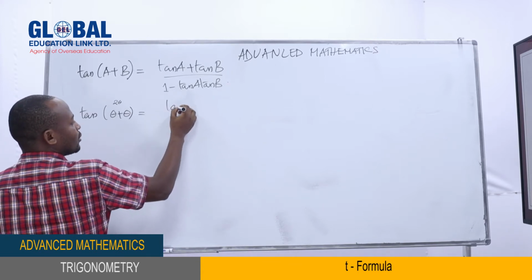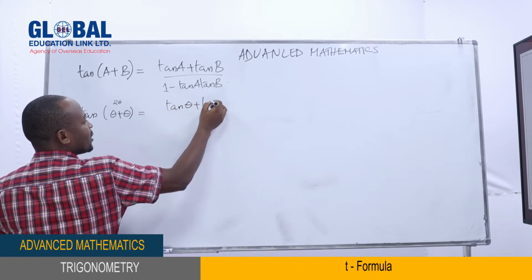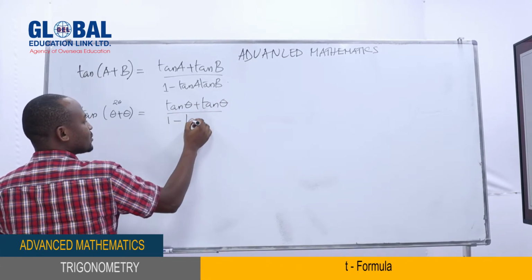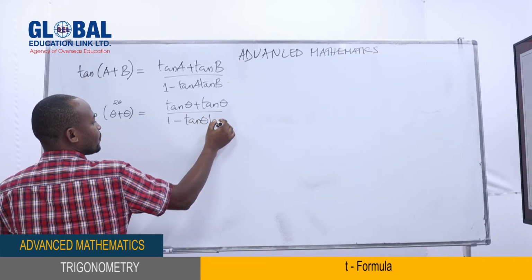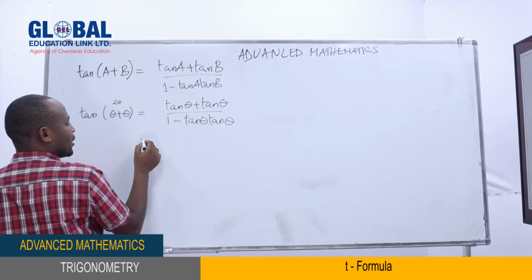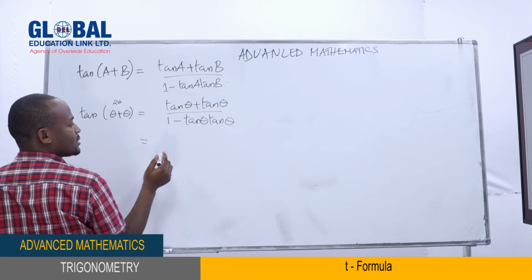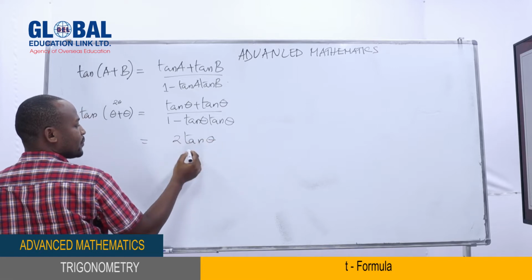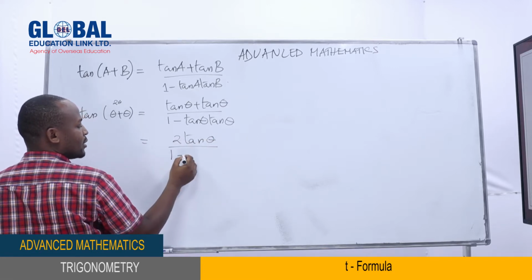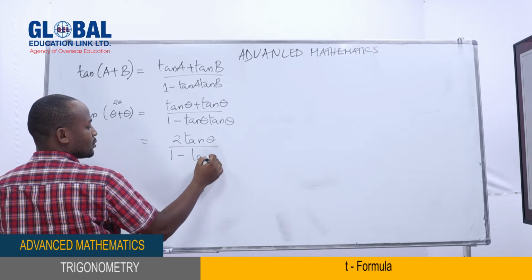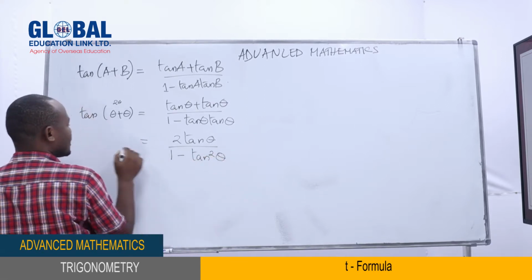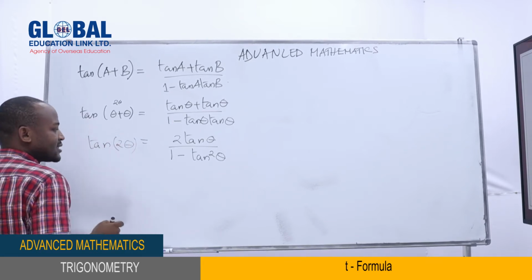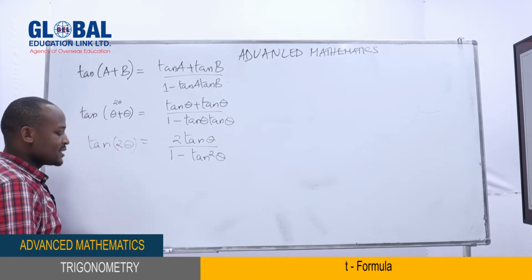It will be tan of theta plus tan of theta over 1 minus tan theta tan theta. As we can see there, we have a tan plus tan. That means it will be 2 tan theta over 1 minus tan square theta. This is equal to tan 2 theta.